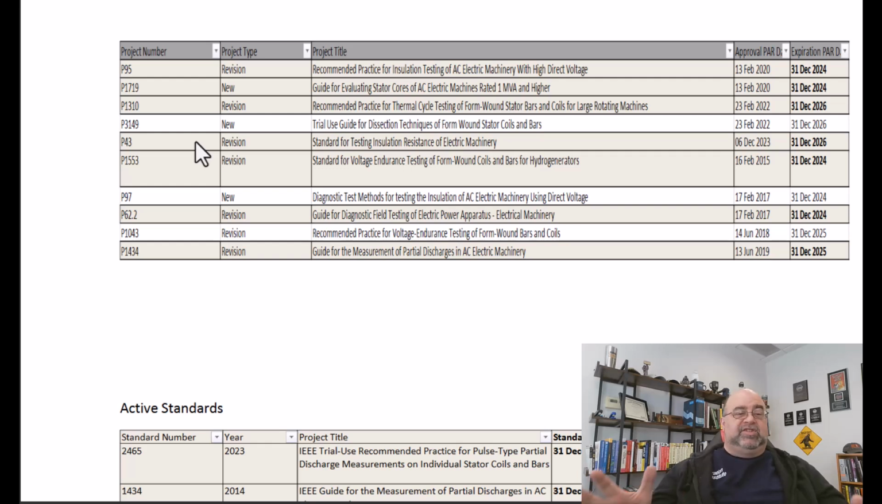Now, what happens in this is the committee gets together. We could literally take the standard, throw everything out, and completely rewrite it. That's always a possibility. Now, what I see in 43 is people are still referring to all the work in the IEEE 43 1974 standard, which was updated in 2000, which became very specific on a lot of things. Reissued again in 2013.